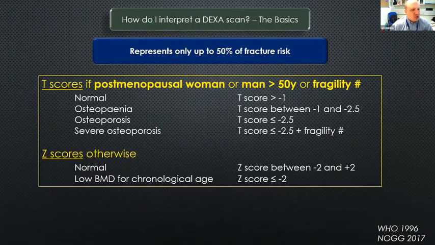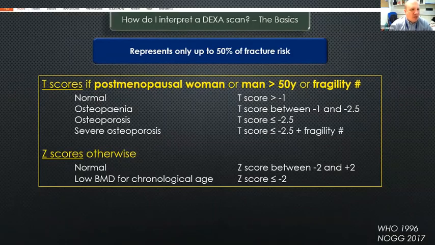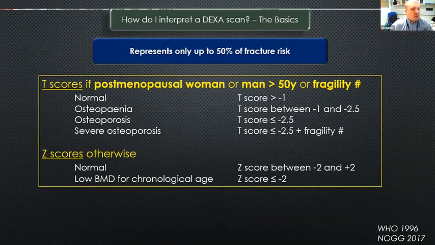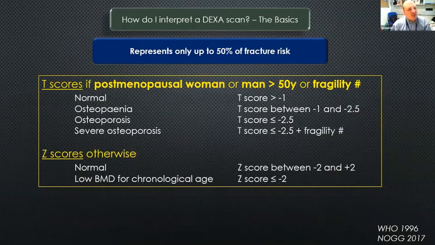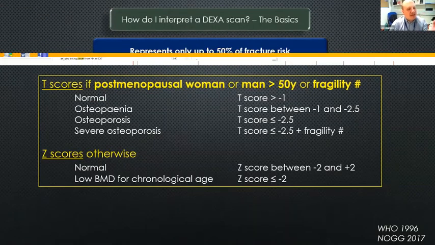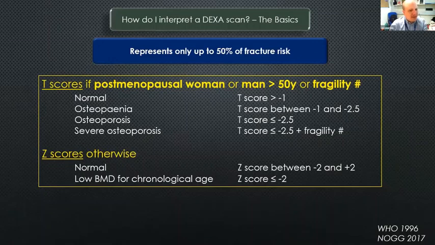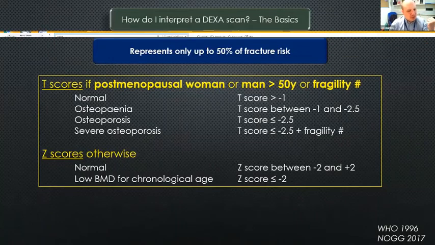Okay, but essentially T-scores only in a postmenopausal woman or a man over the age of 50, which is sort of the post-andropause man equivalent, or fragility fracture. So you've got the normal, which is -1 and above. Osteopenia, and osteoporosis, as you all know, is -2.5 or less. And severe osteoporosis, or some people call it established osteoporosis, is when you've got a T-score of less than -2.5, as well as a fragility fracture. So remember, a fragility fracture means a fall from standing height or less, okay? So it's a fall that you would not expect someone to fracture in.